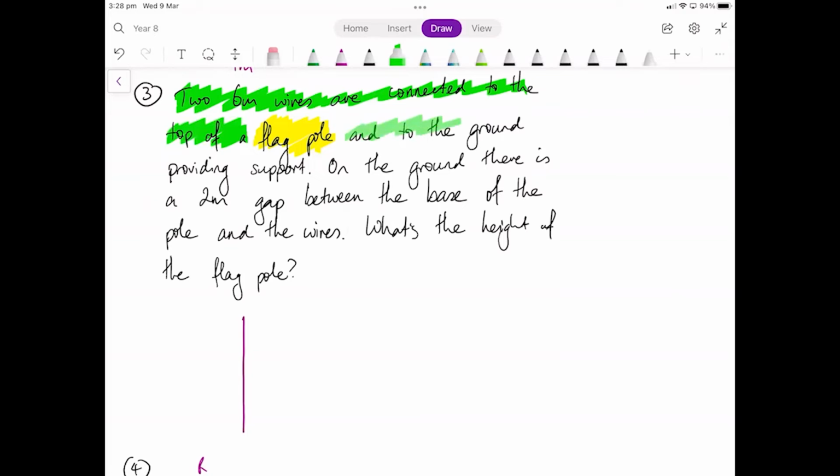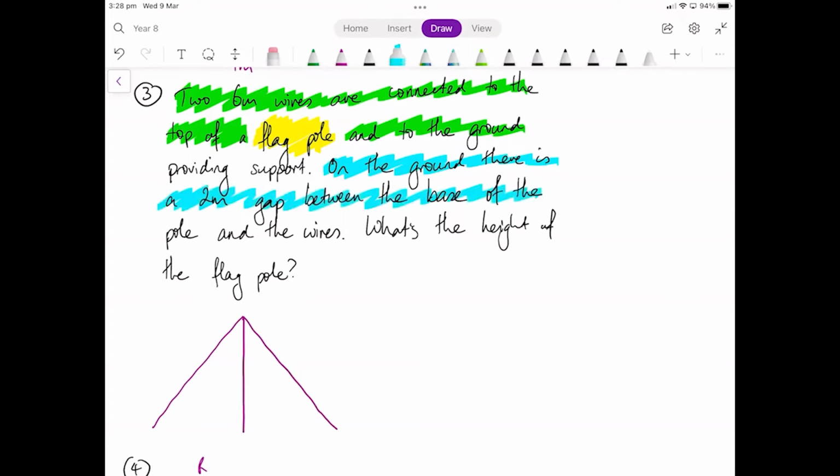Then it says two 6-meter wires are connected to the top of the flagpole and to the ground. So I'm going to draw one line going away from the top of the flagpole to one side, and similarly I'm going to draw it on the other side as well. These are the two 6-meter wires. Okay, it also says on the ground there is a 2-meter gap between the base of the pole and the wires.